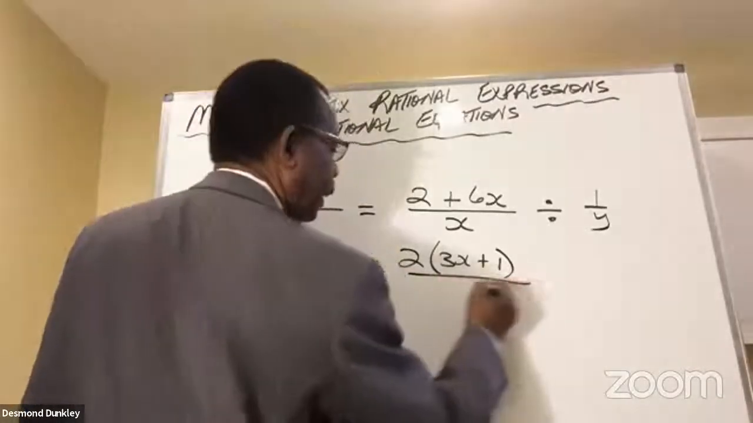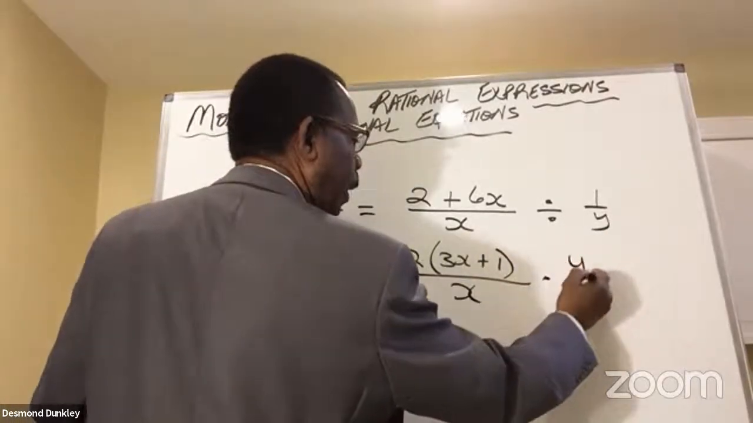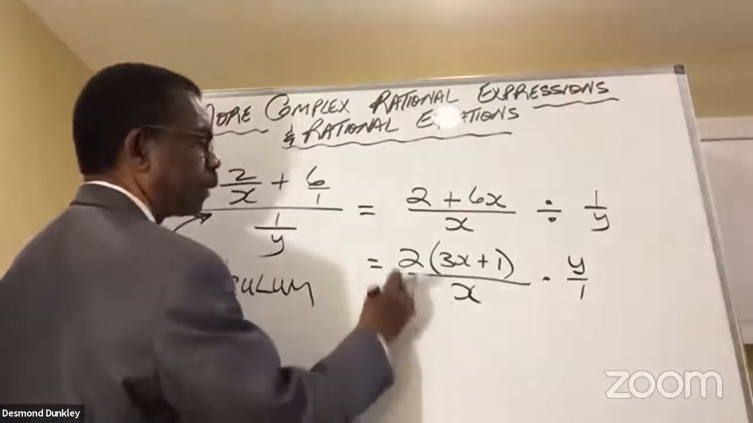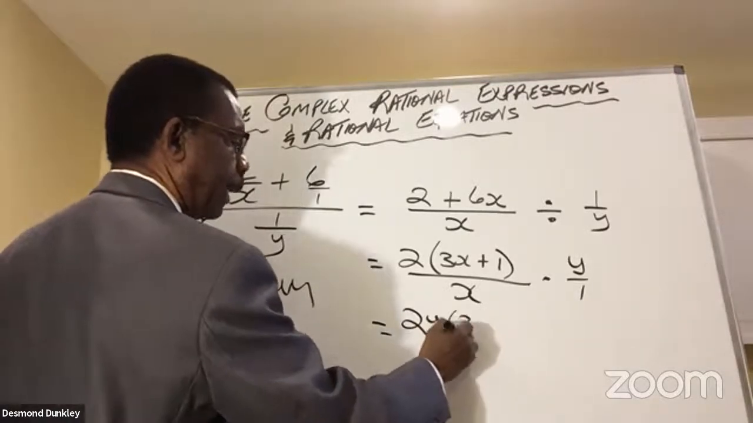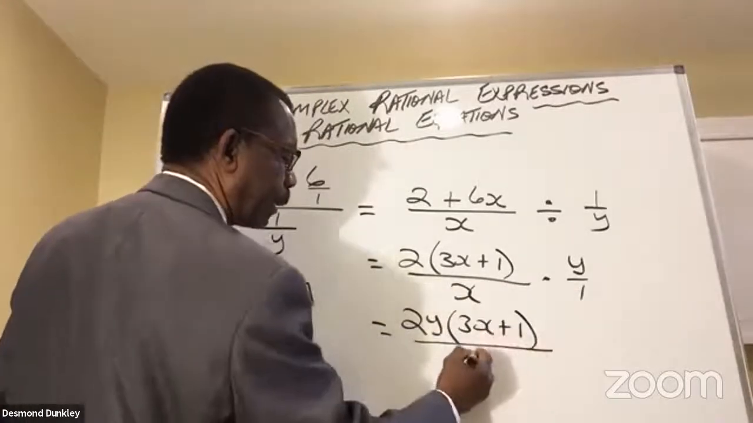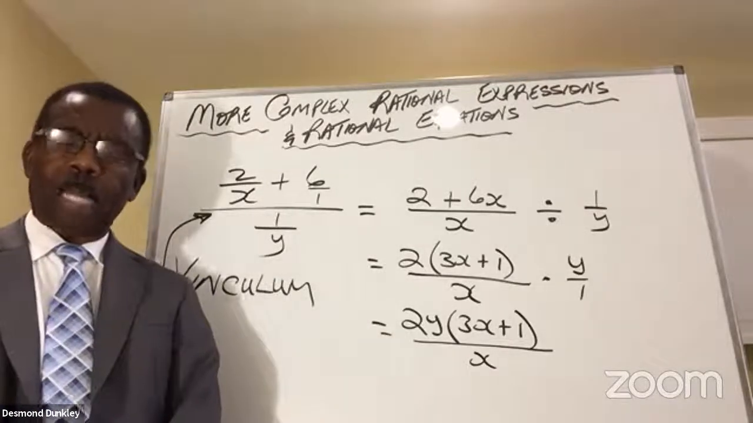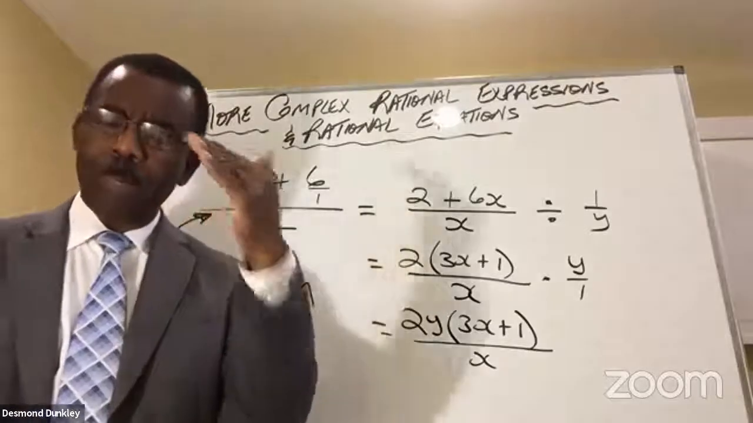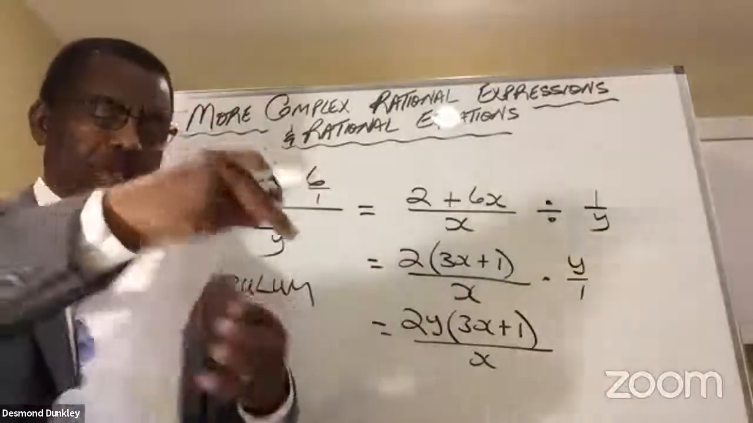So it's that over x, times, flip that, is y over 1. Okay? And finally, this becomes 2 times y is 2y times 3x plus 1, all over x times 1 is x. And that was the answer for that question. And your final question on rational expressions, simplifying rational expressions, is as follows.